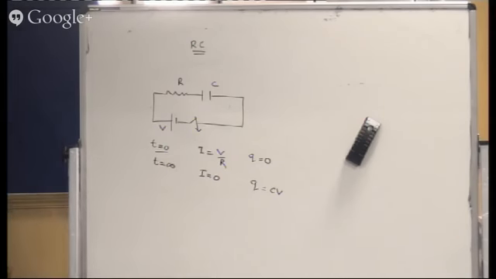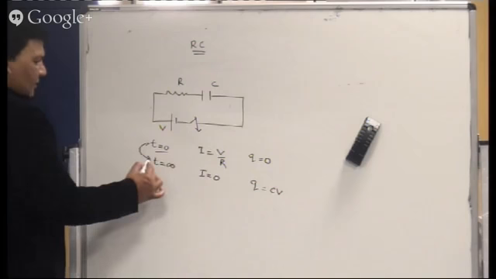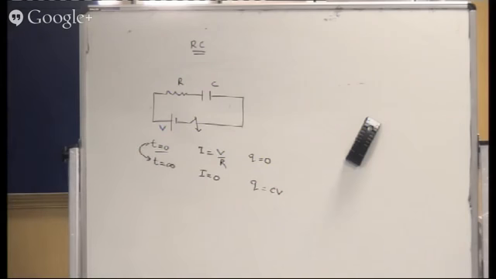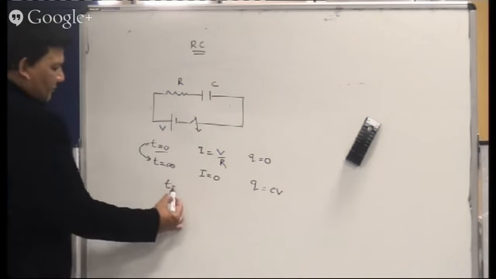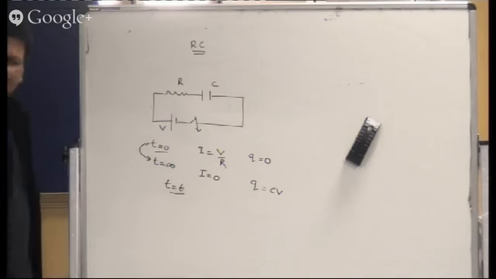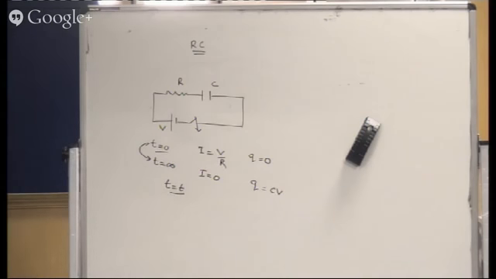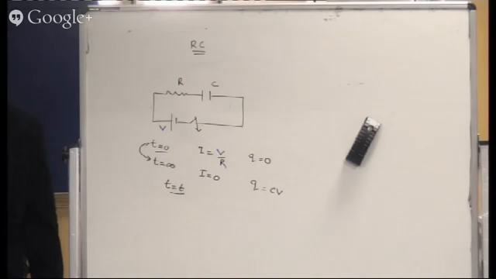But my question is, I want to know what happens in between. Say at time t equals t. He wants to know the instantaneous current and the instantaneous charge. That is why it is called transient circuits. Transition. During the transition from 0 to infinity, what happens in between?